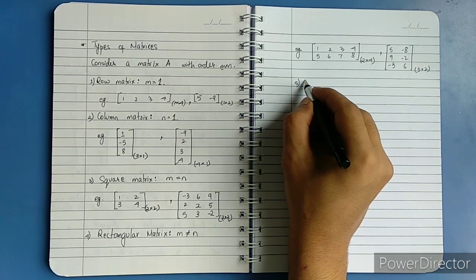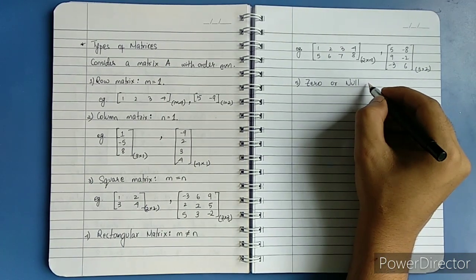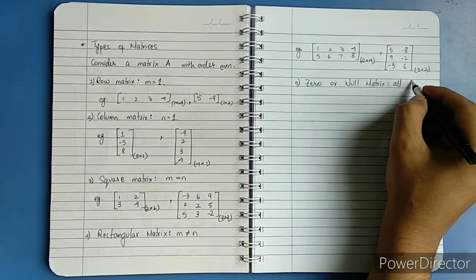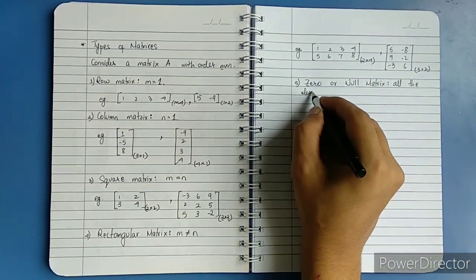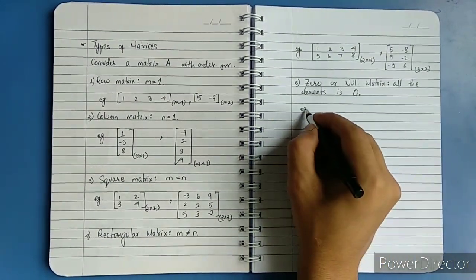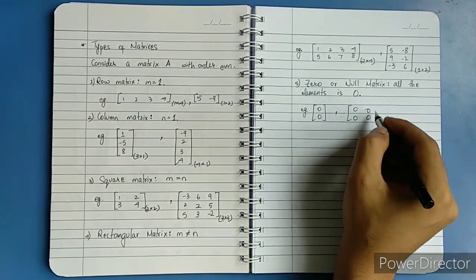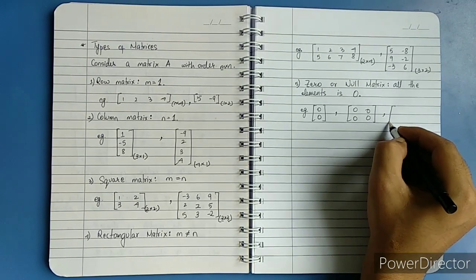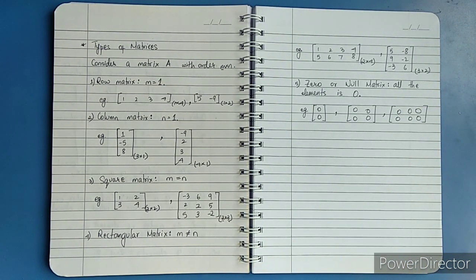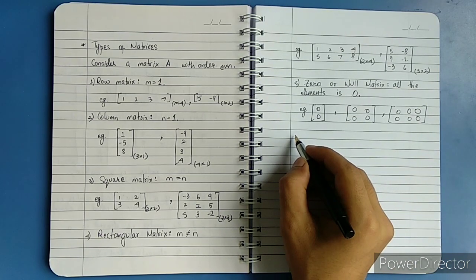Fifth type of matrix is the zero or null matrix. In this type of matrix, all the elements are basically 0. For example, 0, 0 or 0, 0, 0, 0 or 0, 0, 0, 0, 0, 0. The order can be anything, but all the elements of this should be 0. This is a zero or a null matrix.